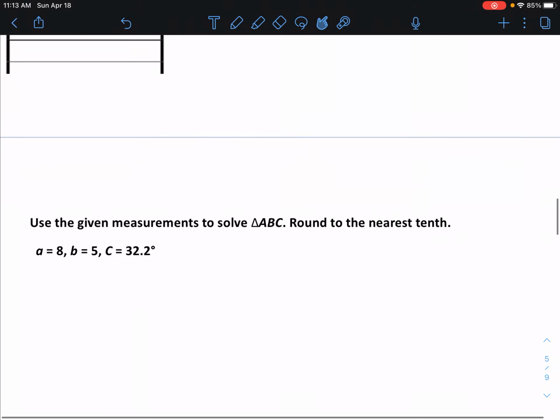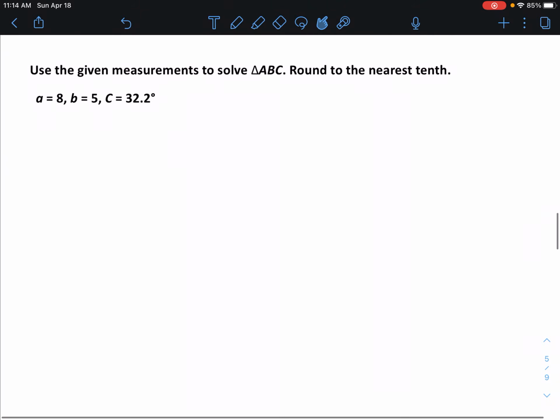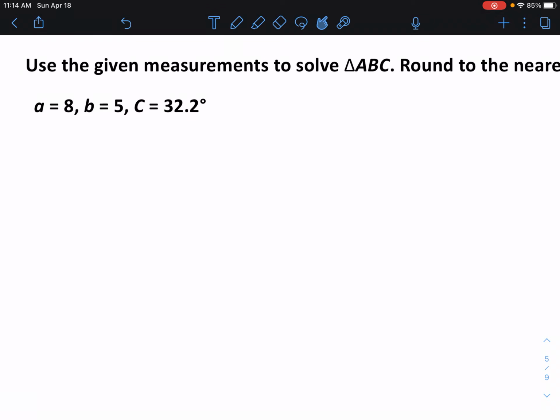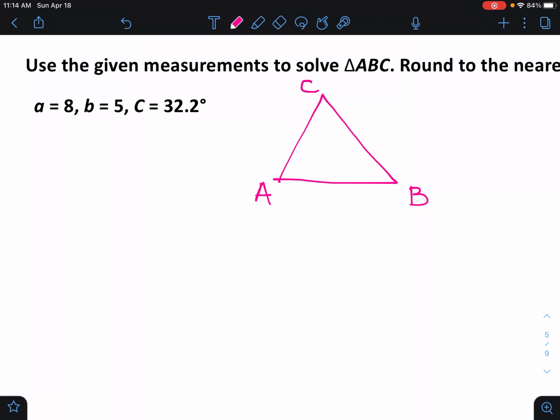Okay. So here we are going to do quite a bit of work. One of the first things you'll do is draw a triangle. Use the given measurements to solve triangle ABC, round to the nearest tenth. Remember, solve means find all the missing parts. So I'm going to draw a triangle. When you draw the triangle, don't worry about what it looks like. It's just a reference. It doesn't have to be exact.